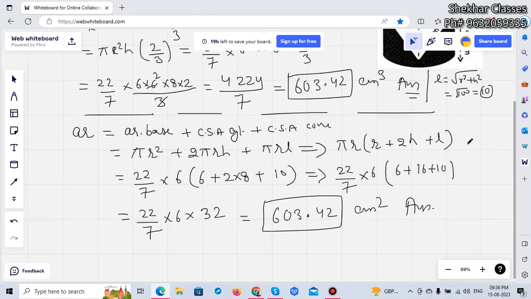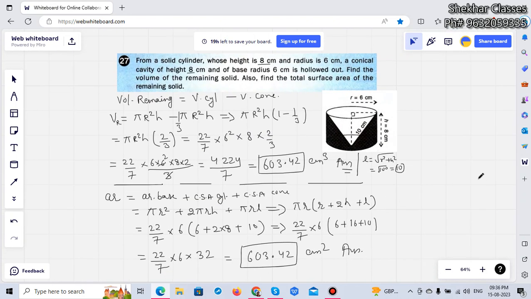So remember, if they have given you a question wherein the cylinder height and the cone height are the same, and the radius of both figures is also the same, and the cone is hollowed out, the surface area left over and the volume left over will always be equal. You can take it as a general rule, and this is the answer for both the questions.